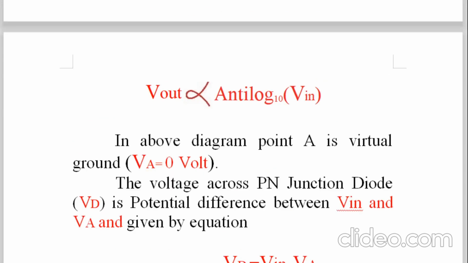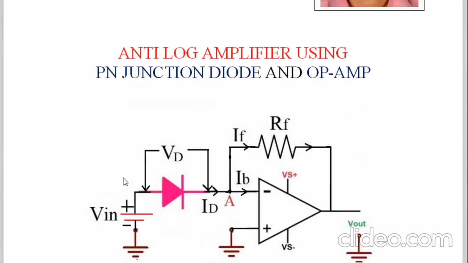Now let us proceed ahead. As I told you, we have to start from this side. First of all, we have calculated VD by the potential difference logic. Then we'll come here and apply Kirchhoff's current law at the junction A. All of you know that Kirchhoff's current law says the algebraic sum of incoming current is equal to the algebraic sum of outgoing current. Here there is only one incoming current ID and two outgoing currents IF and IB.